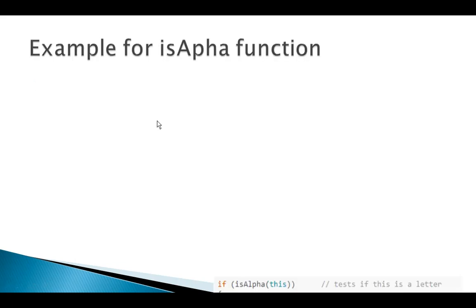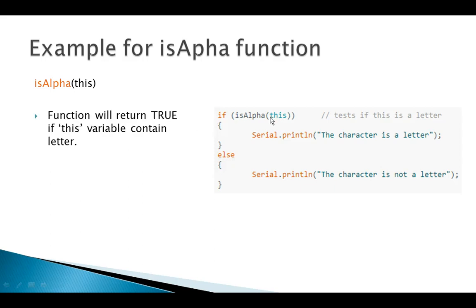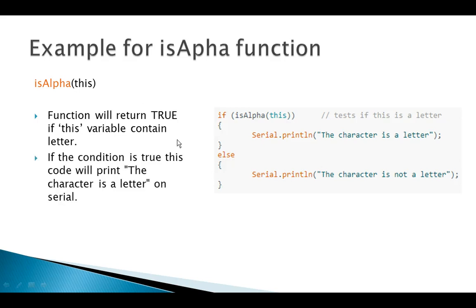So let's see an example. Here is one example. If isAlpha this, so this is one variable. This function will return true if this character variable contains a letter. Otherwise it will return false, and if it returns true, then this line will execute: this character is a letter, on serial.